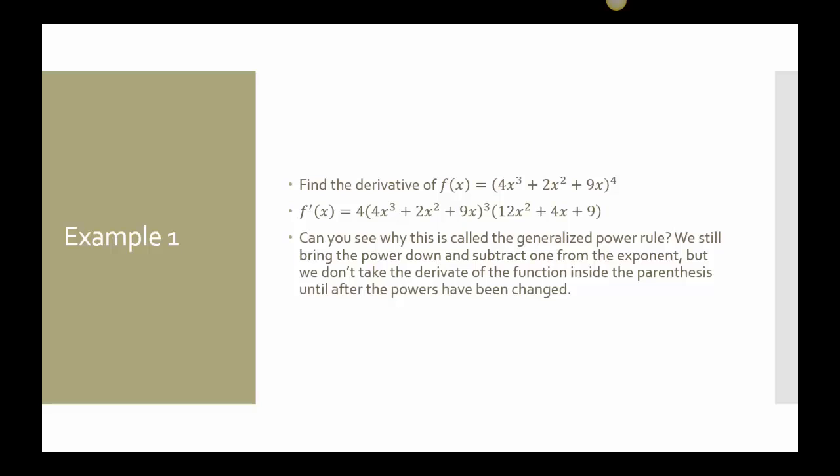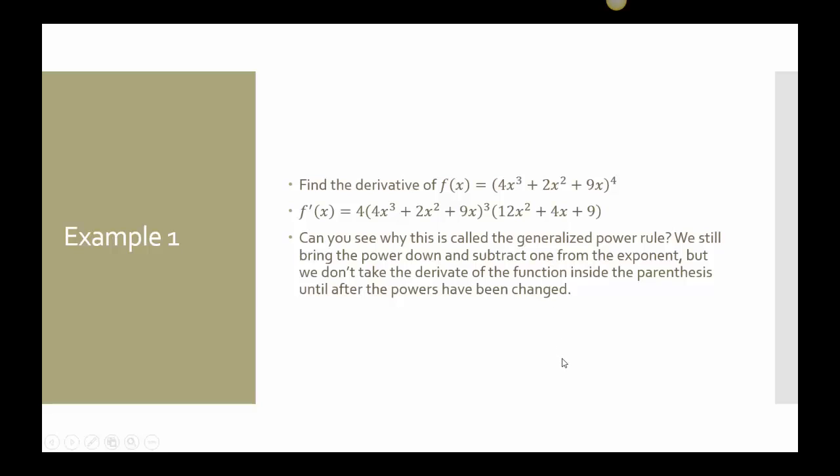So let's start with this one. I have f of x is (4x cubed plus 2x squared plus 9x) to the fourth. So this 4x cubed plus 2x squared plus 9x, that's my function of x, and then my power is the 4. So when I first start the generalized power rule, the chain rule, I'm going to bring that 4 down, and I'm going to change that power to a 3. See how I didn't change anything on the inside of the parentheses? It stayed exactly like it was. So I just brought down the 4, changed it to a 3. Afterwards, I multiply by the derivative of the inside. So 4x cubed becomes 12x squared, 2x squared becomes 4x, and 9x becomes 9.